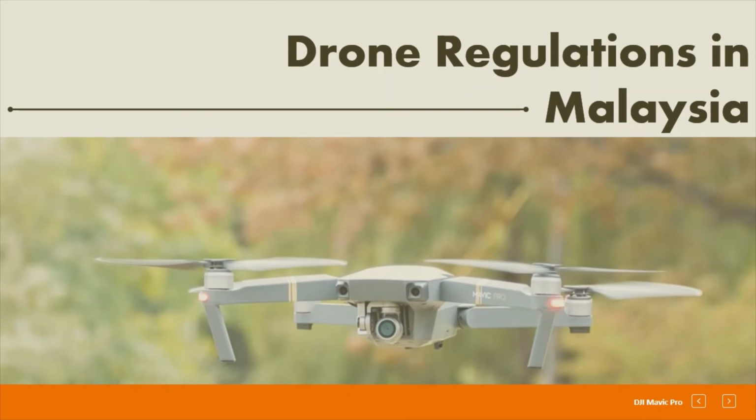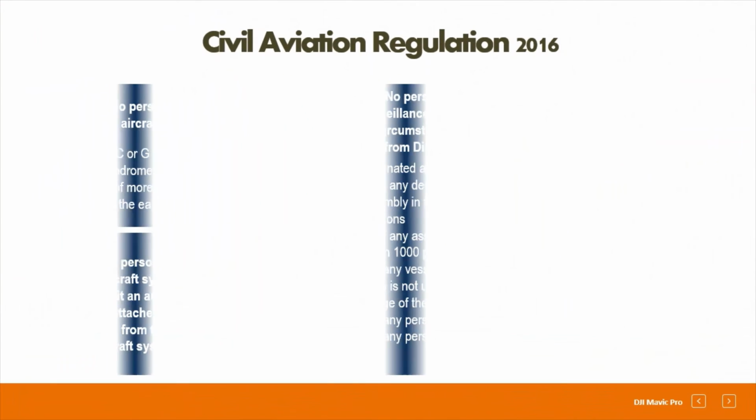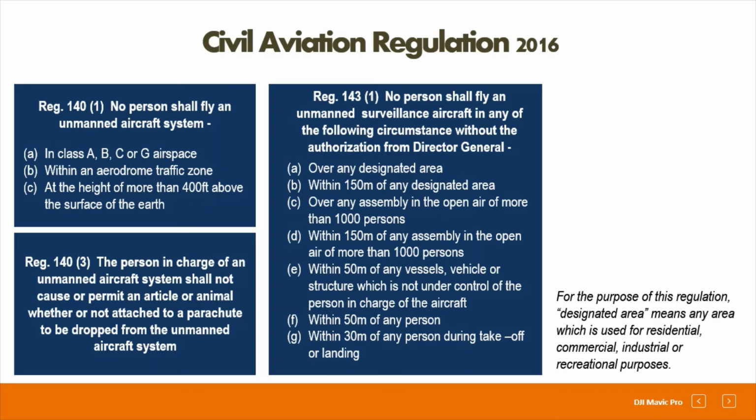Next, drone regulation in Malaysia. The Civil Aviation Regulation 2016, Regulation 140: no person shall fly an unmanned aircraft system in Class A, Class B, Class C, Class G airspace within any aerodrome traffic zone near any airport, and also above the height of 400 feet. Regulation 140 also states that you are not allowed to attach any objects or animals on the aircraft.